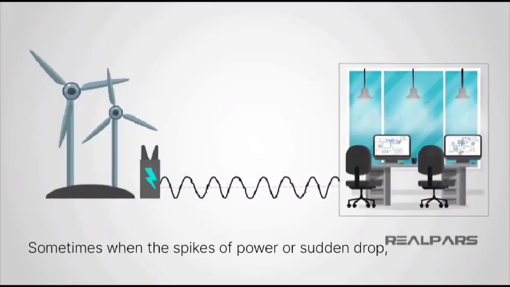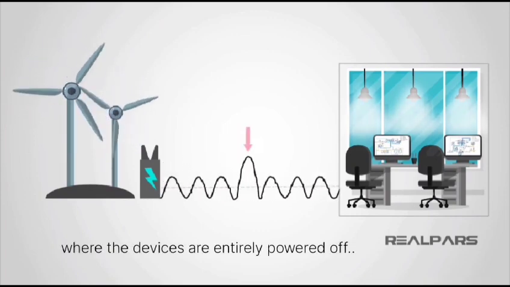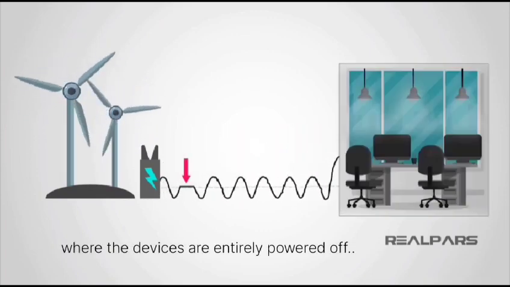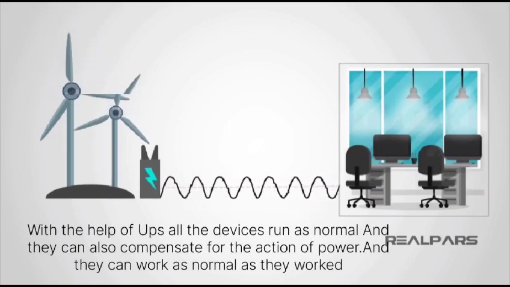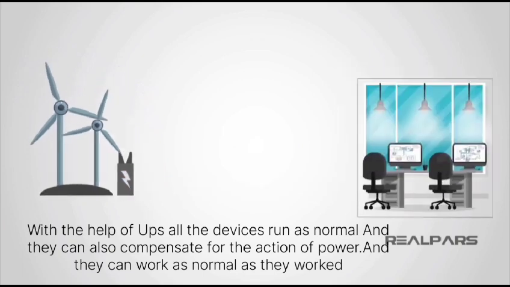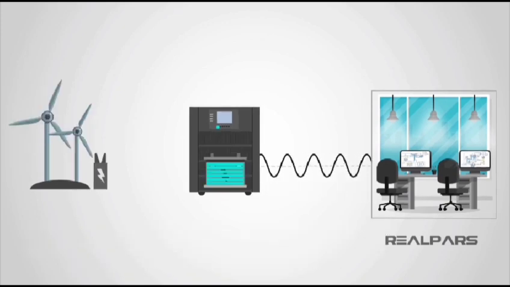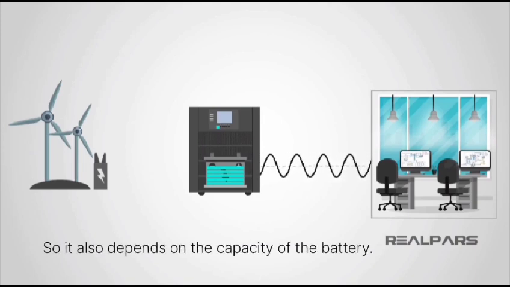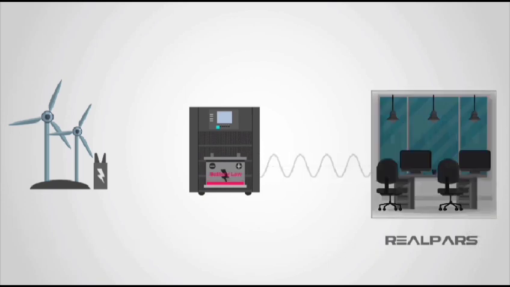Sometimes when there are spikes of power or a sudden drop, the devices are entirely shut down or powered off. With the help of the UPS, all systems can run as normal, and they can also compensate for reduction of power. But the UPS can only last for a short time. It also depends upon the capacity of the battery. In that time we can shut down all the devices properly.